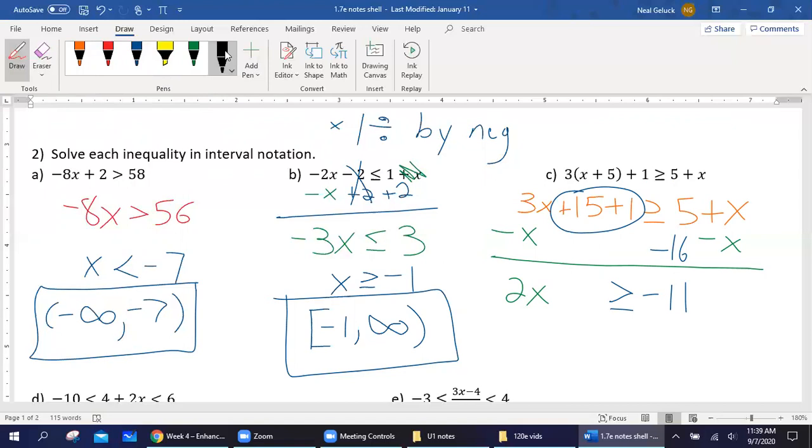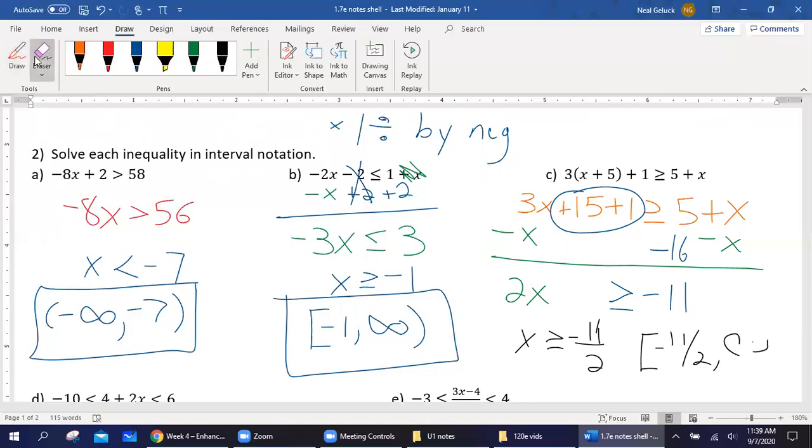If I divide by 2, I did not multiply or divide by a negative. So the inequality does not switch on this one. I get negative 11 halves. X is greater than or equal to negative 11 halves. So in interval notation, that would be bracket negative 11 halves. Ooh, that looks terrible. Let's try that again. To infinity.